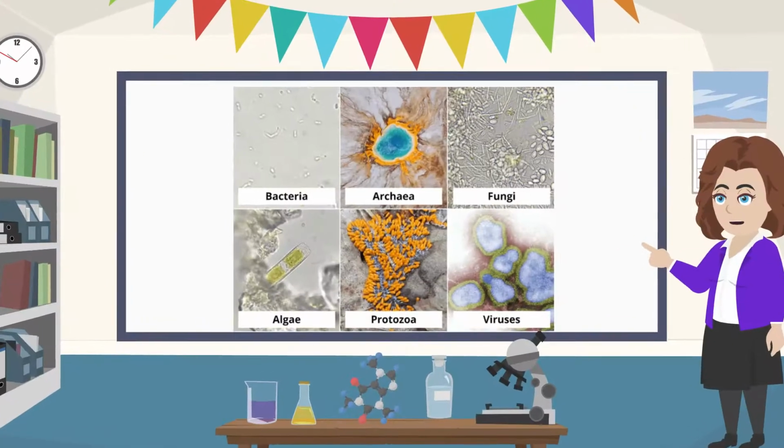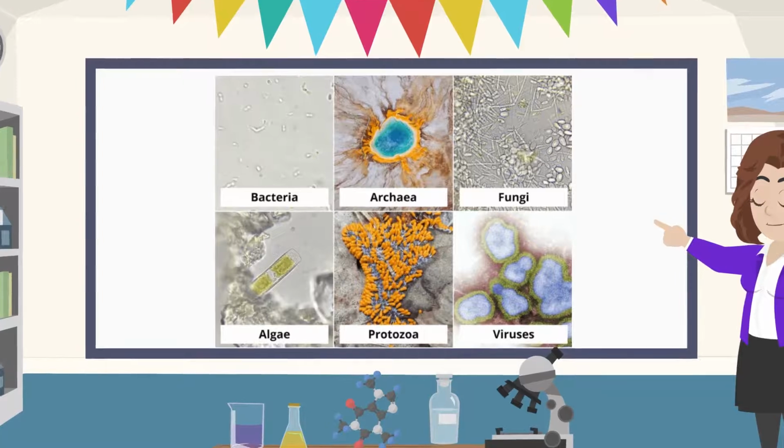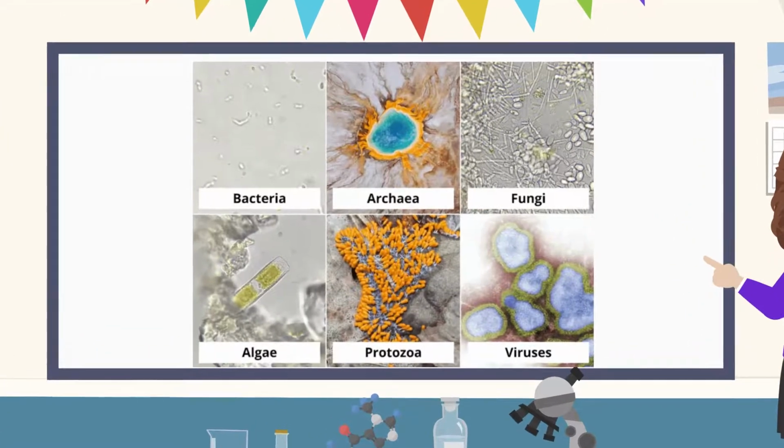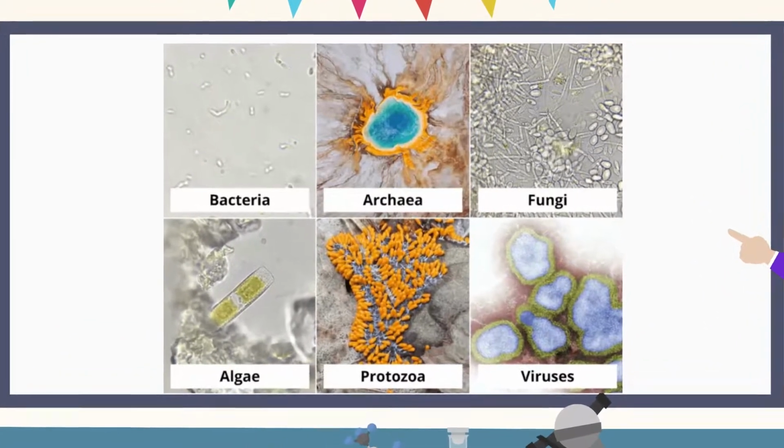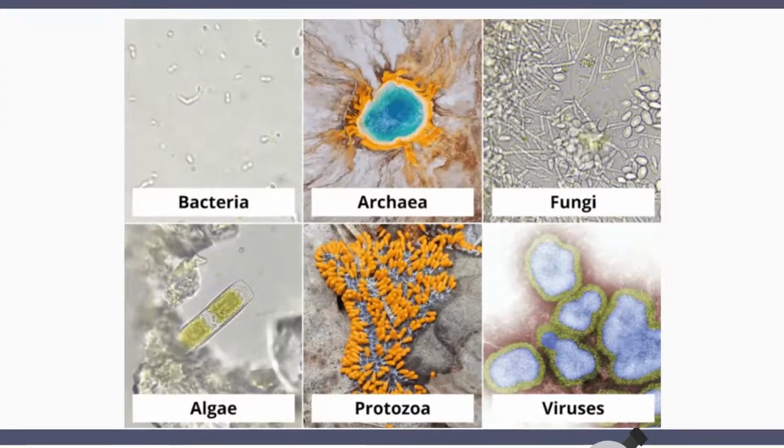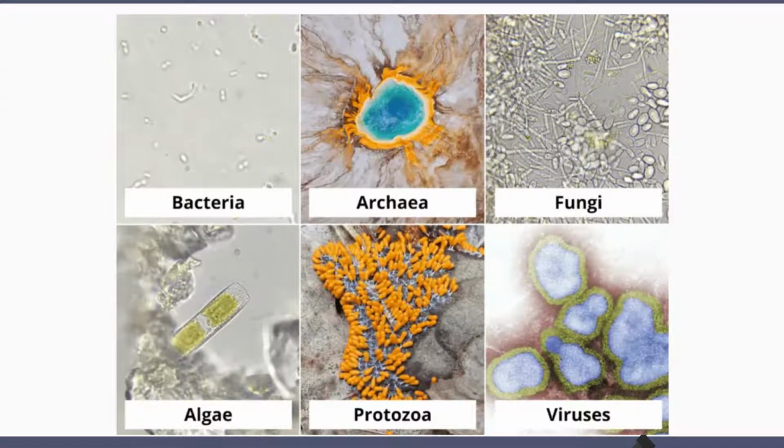Here you can see what these microorganisms look like from under the lens of a microscope. What do you notice about their shapes? What can these microorganisms do to you? Which route of exposure do you think is the easiest?